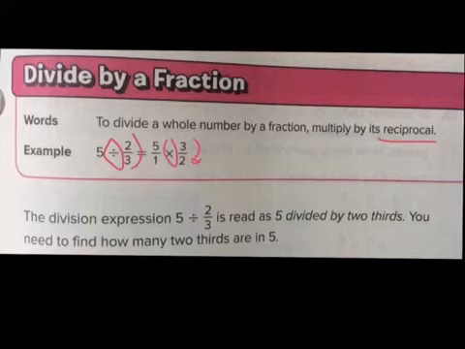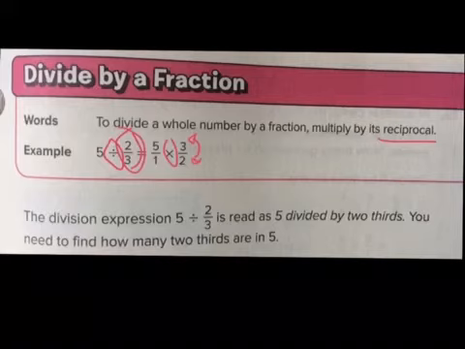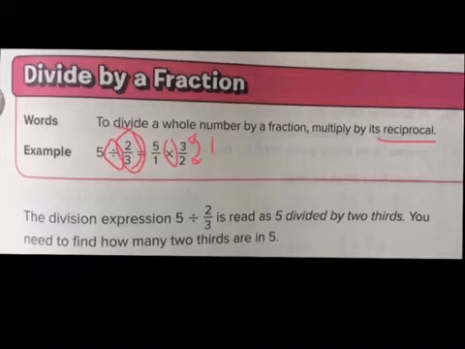We're putting the 2 at the bottom and the 3 on the top instead of this one that we have here. And then we just multiply straight across, and we do 5, and we get 15. Right? 5 times 3 is 15, and 1 times 2 is 2. And then we change that to a mixed number, and how many 2's are in 15? We have 7 of them. We have 1 left over, and we have 2. So when we divide 5 divided by 2/3, we're going to get 7 1/2.